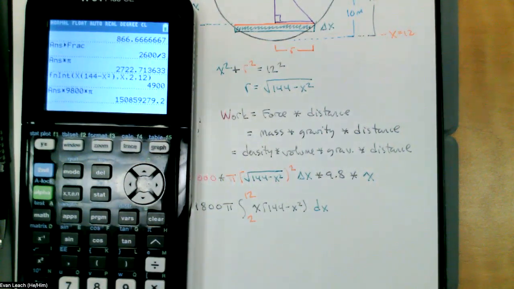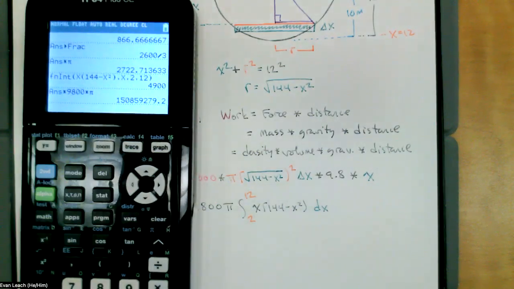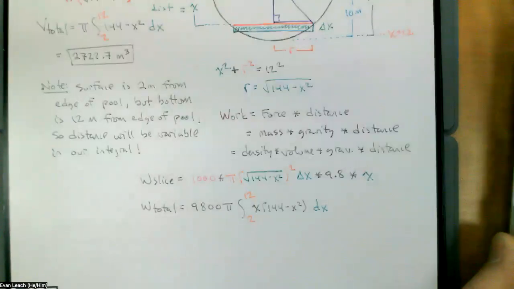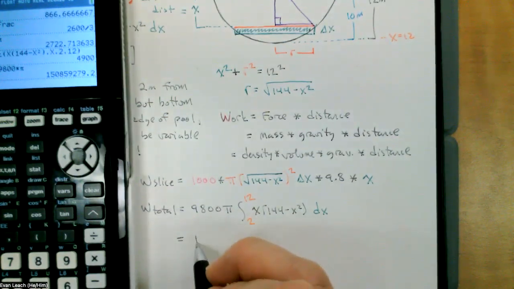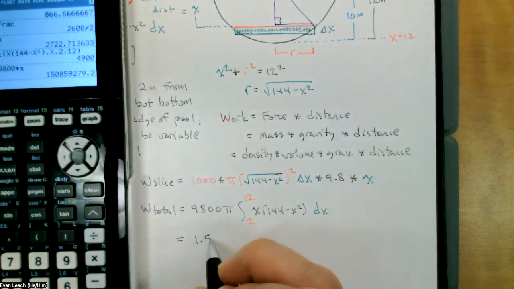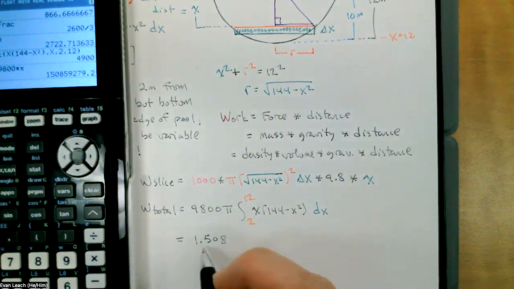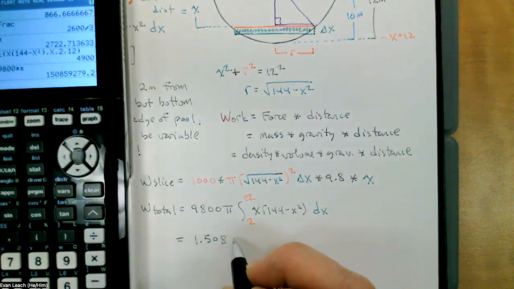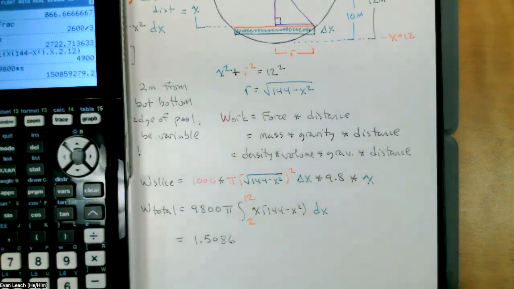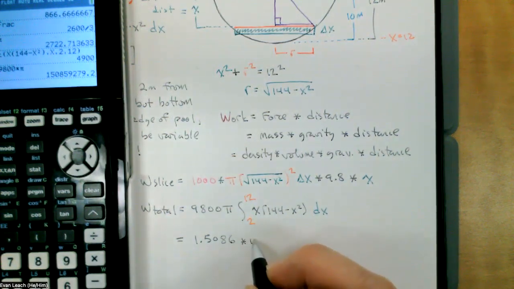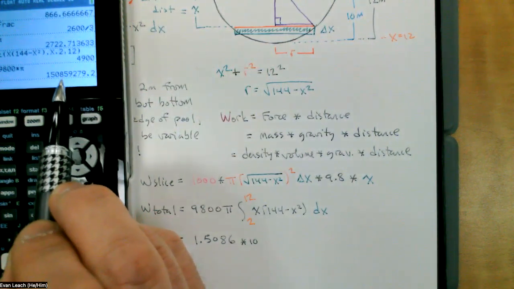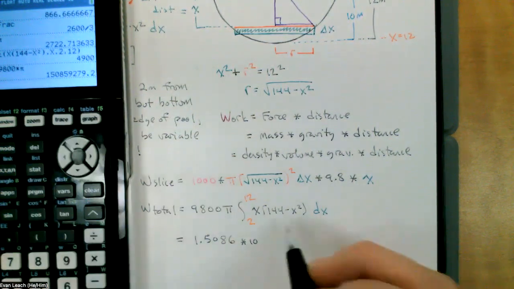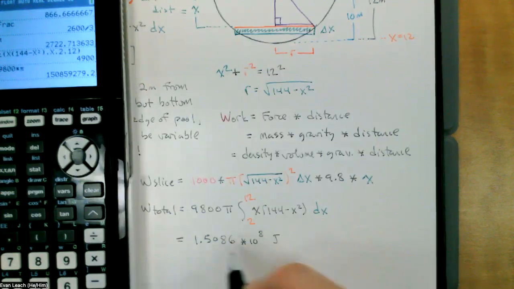So we get lots of digits, 1.50. I'm not going to be able to count all the digits because it's too small. Oh, I'll just be able to do it when I'm writing. 1.5085459, so 6 times 10. Oh, I do have to count them. Shoot. 1, 2, 3, 4, 5, 6, 7, 8. To the 8 joules.